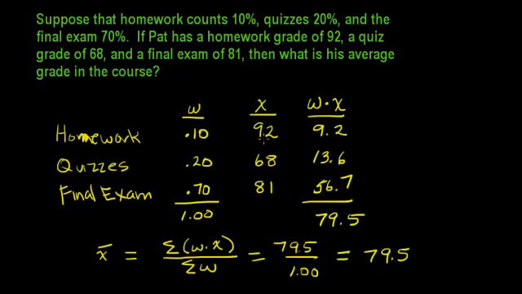But remember, I said we could have left these at 10, 20, and 70. These numbers of course would have been larger by that factor, and we would have had to divide then by 100, and we would have gotten the 79.5. So it's just a preference there when you're working with percentages. So now we see that Pat's weighted mean in the course is 79.5.